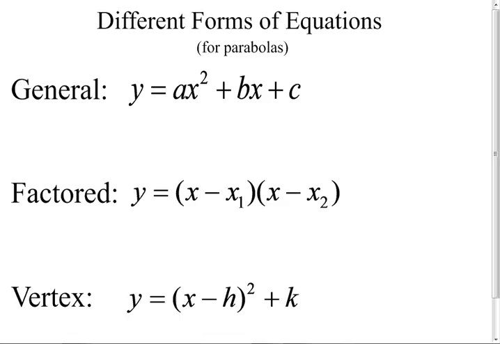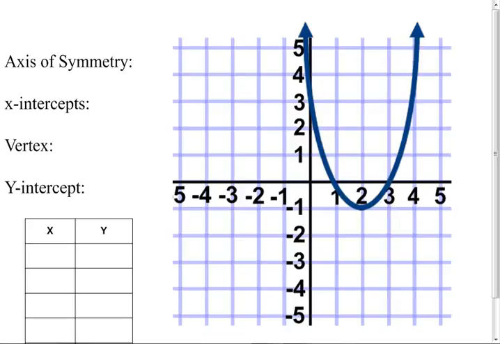This is a general form. This is one that's factored, and we're going to be factoring, which is why we had to be able to factor. And then this vertex form. That's why I use the H and the K, so that we'd be ready for that. So at least it's not totally unfamiliar.